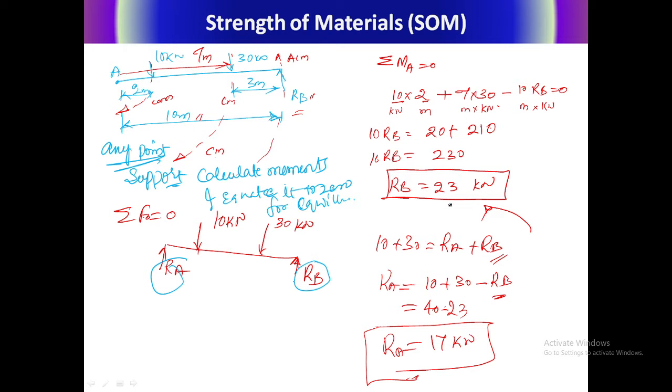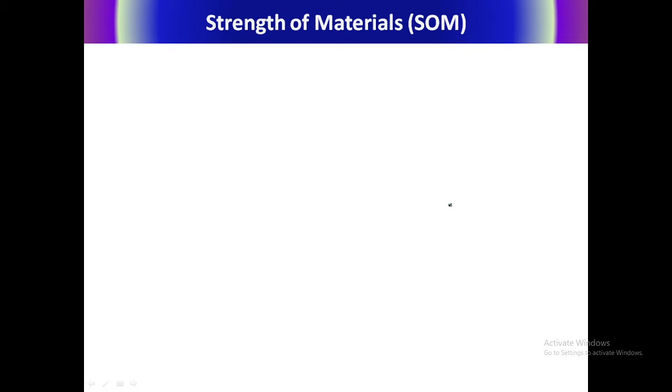So now let us draw the free body diagram of the simply supported beam, with the reaction forces as well as the forces acting on the component. This is the reaction force RA, which is 17 kilonewton. You have some loads here. This is the reaction force RB, 23 kilonewton. I think this load is 30 kilonewton, and this load is 10 kilonewton.